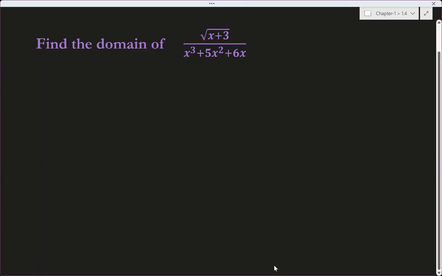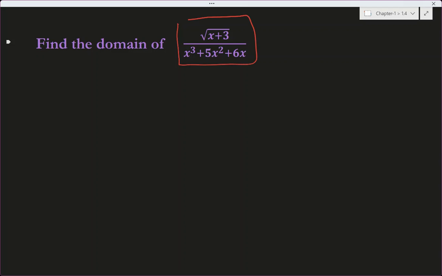Hello. In this video, we'll be solving this question. We want to find the domain of this function. In other words, we want to find the values of x for which this is well defined, or for which this function makes sense.